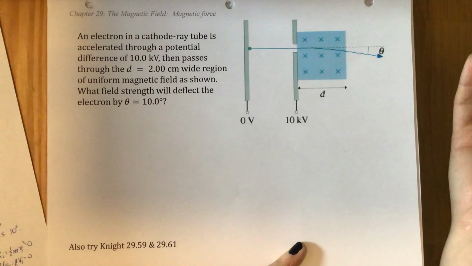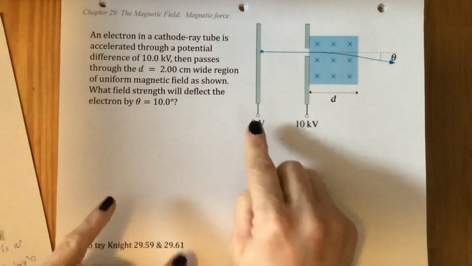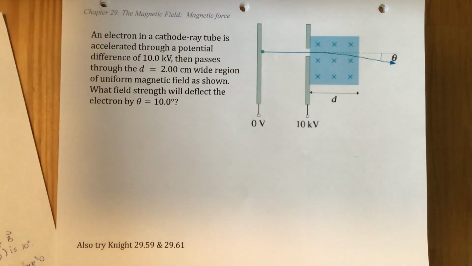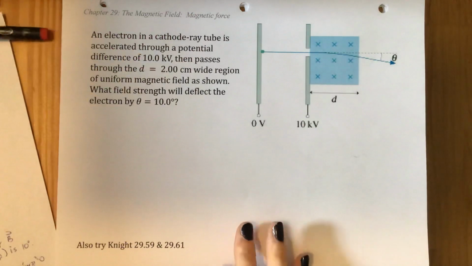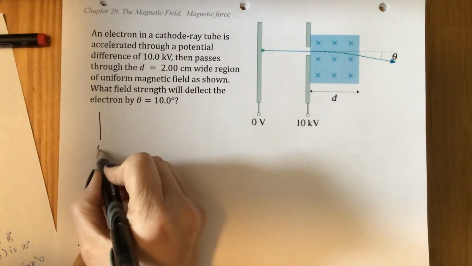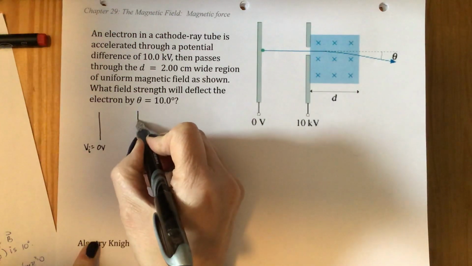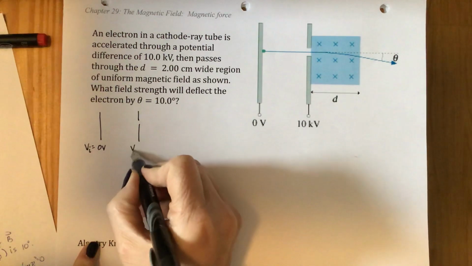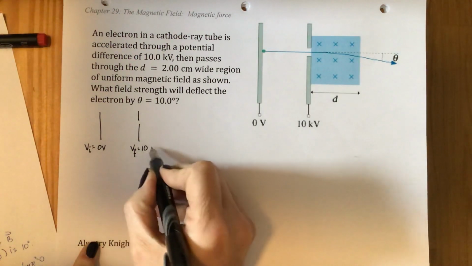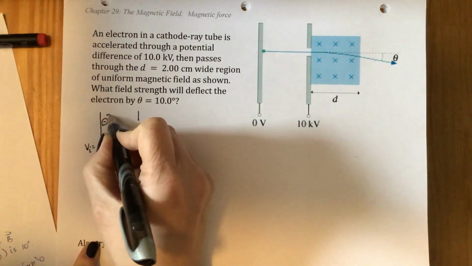So let's start with the first part first, and I think maybe rather than draw here, I'm going to draw new diagrams as I go. So the first part is going to be conservation of energy. So there's our 0 volt plate. That's the initial potential. Comes over here to where the final potential is 10 kilovolts. We have a negative charge here released from rest, starts to move this way. We'll write down conservation of energy.